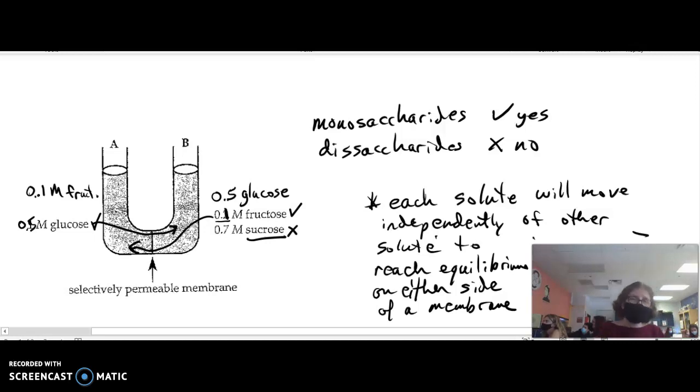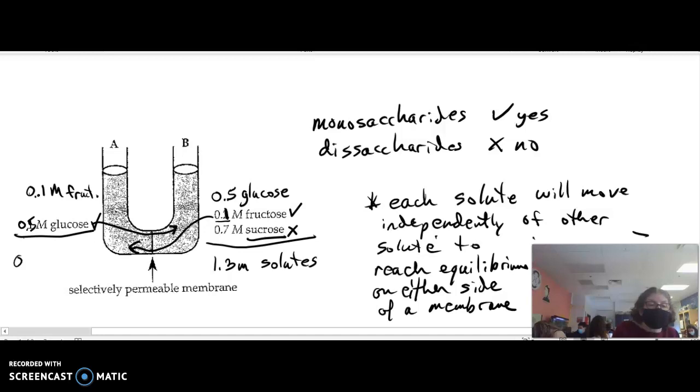All right, so then once you've done something like that, if you have more than one solute, what you're going to want to do next is take the sum of all the solutes that are now on either side, on side A and on side B, because they've done their movements, and now you need to figure out what the water is going to do in response to this. So adding up all the solutes, I think you get 1.3 molar solutes on this side, all of them together. And over here you get 0.6 molar, right? Solutes total.